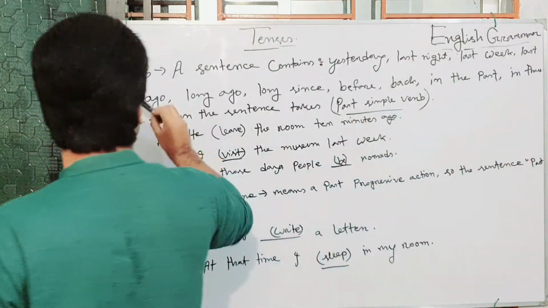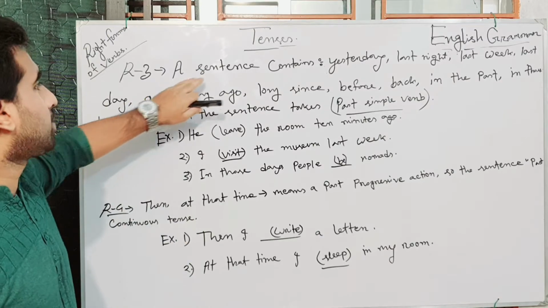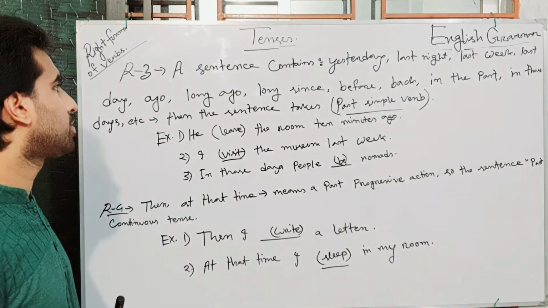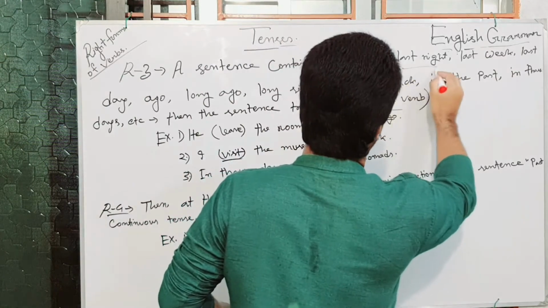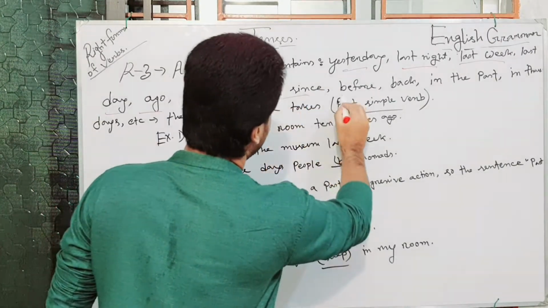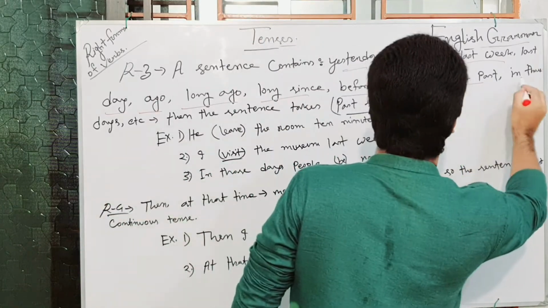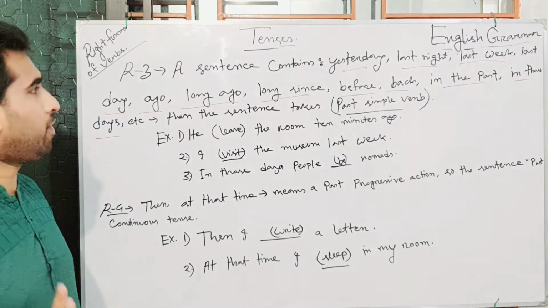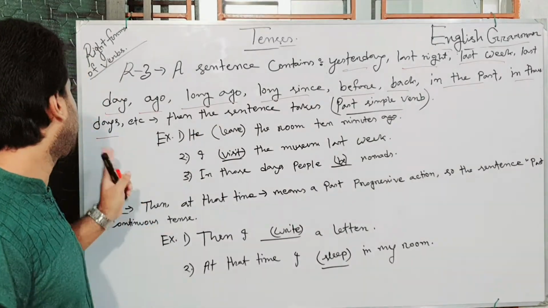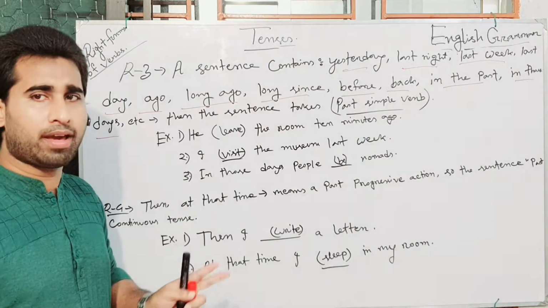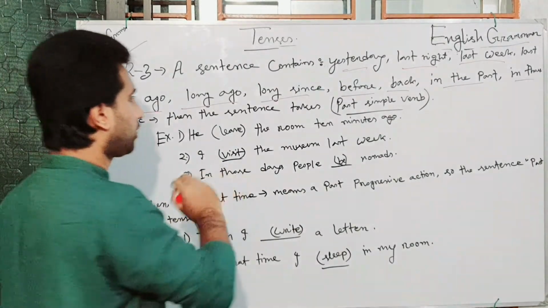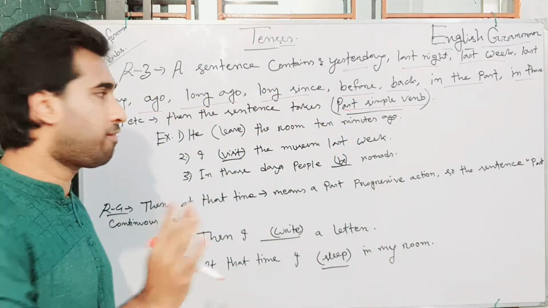Now the third rule. Look at this rule. A sentence contains words like yesterday, last night, last week, last day, ago, long since, before, back, in the past, in those days, etc. If we find these words or phrases in a sentence, we have to think the sentence must be in a past simple tense because it refers to the past.